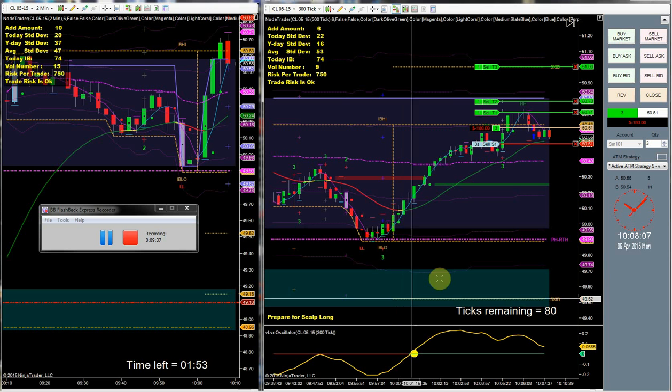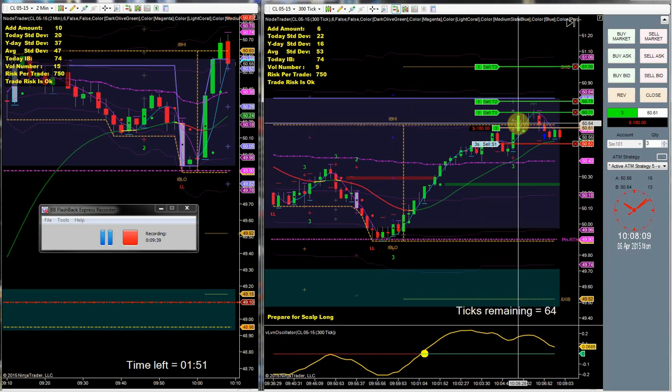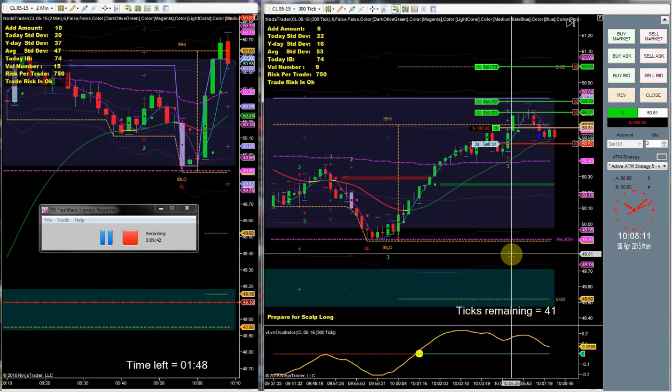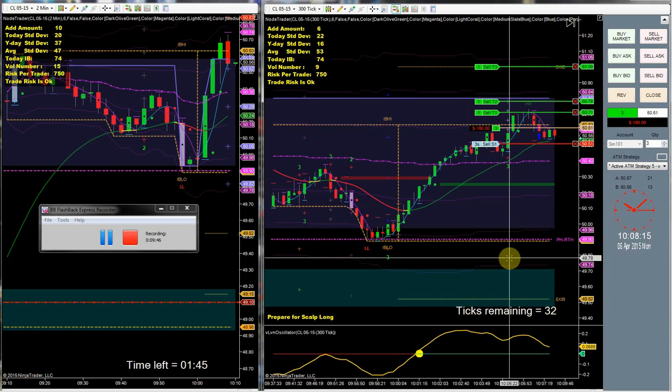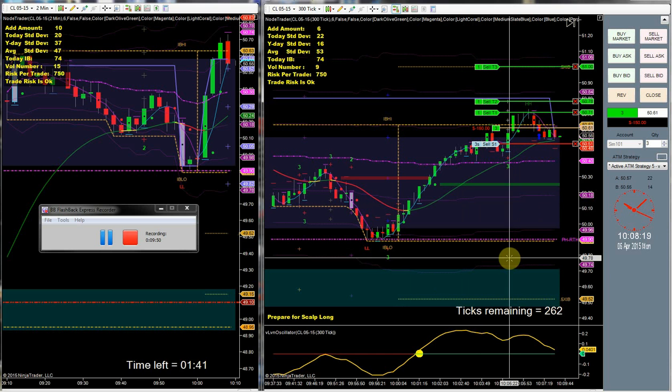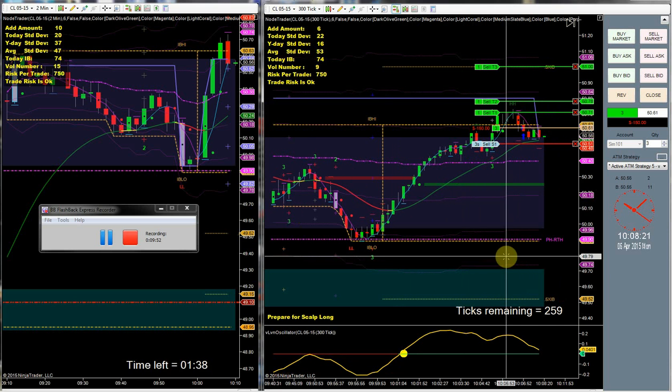But that was a beautiful print. If I would have had the auto trader, I would have been able to get in on that because it's able to input your orders extremely fast. And look at that. High volume node just shifted.